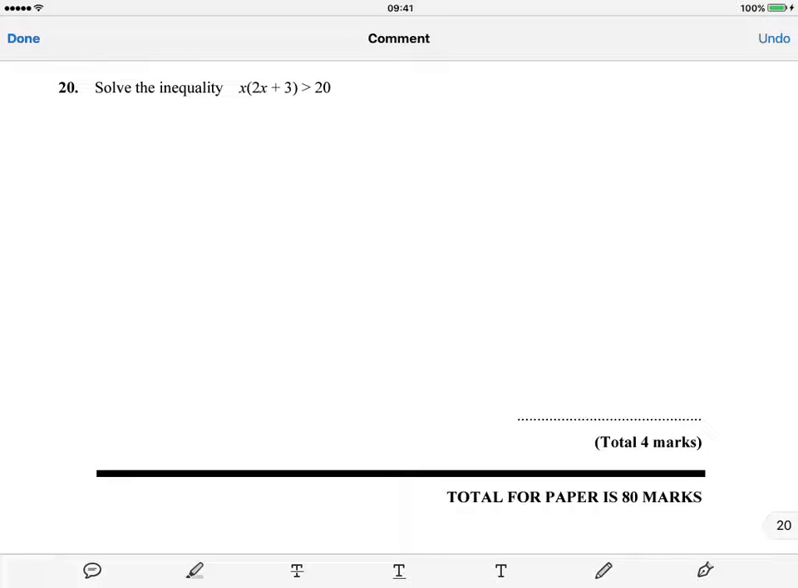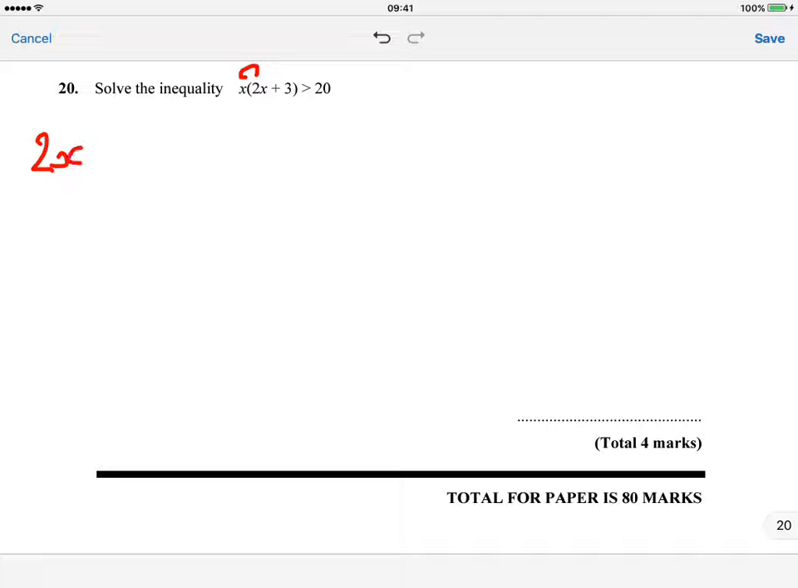So question 20, solve the inequality as shown below. We're going to first of all expand these brackets by multiplying out. So x times 2x is 2x squared, and then x times 3 is 3x, so that's plus 3x, and that has to be greater than 20.